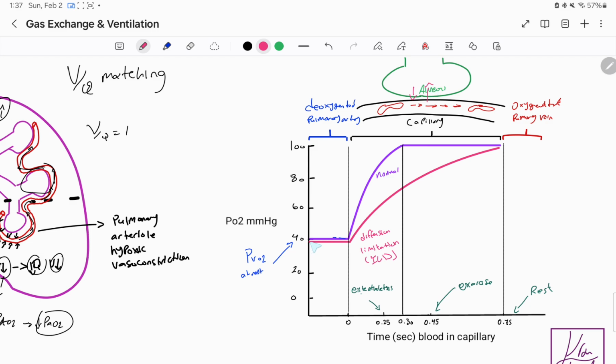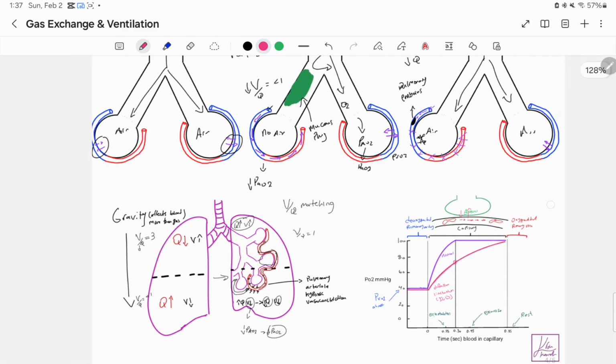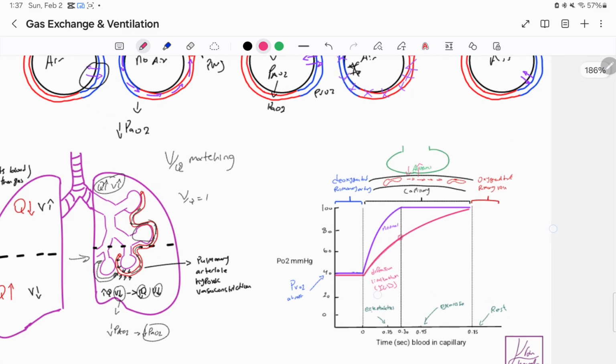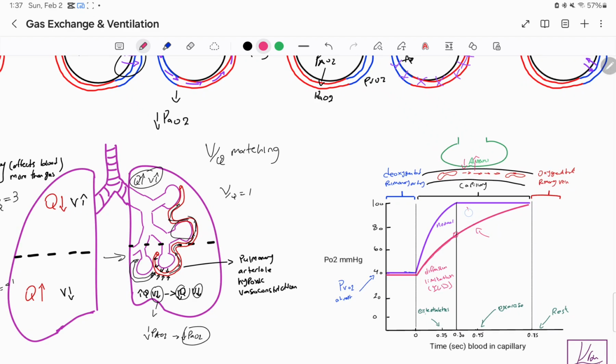This is what their curve would look like. They're starting out from this 40. They go up, up, up, and oh my goodness, at 0.3 seconds, they're not even fully oxygenated. It actually takes them almost the entire time to fully oxygenate their blood. That's pretty crazy. It takes them a long time to do that. So you can think of the implications this might have for starting exercise and stuff. So this is a graph with diffusion limitation. This is a graph with no diffusion limitation.